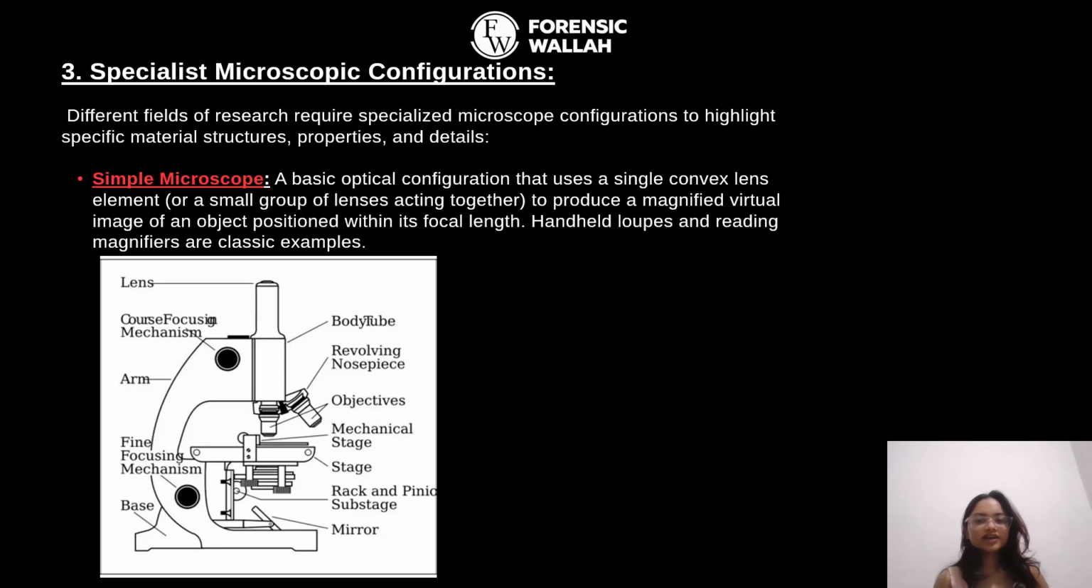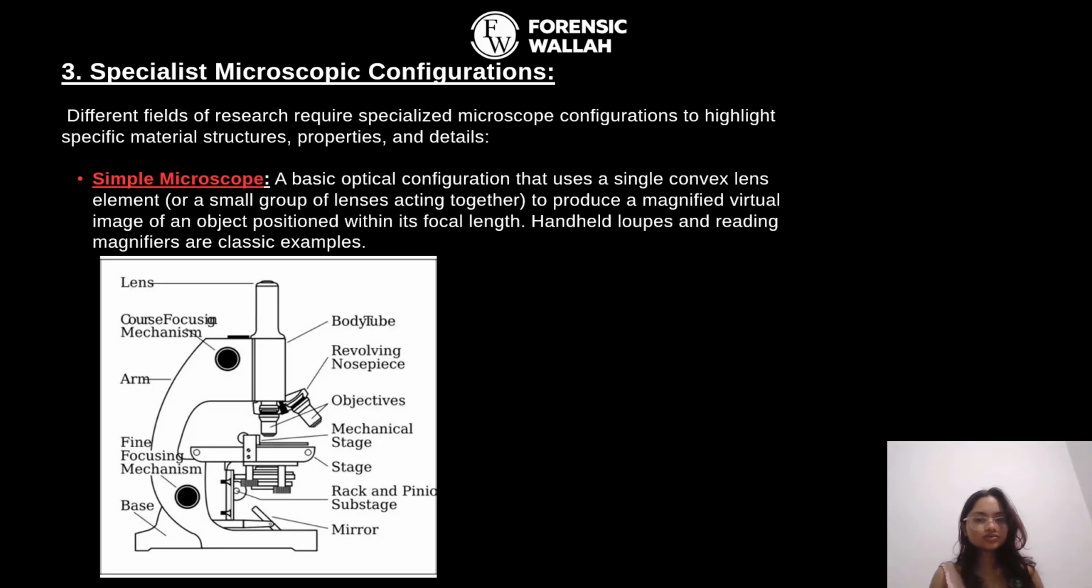So, now that we have established the underlying physics of image formation and resolution, let us look at the specialized microscope configurations developed to highlight specific material structures and details. We begin with the most fundamental design, that is the simple microscope. The basic optical configuration uses a single convex lens element or a small group of lenses acting closely together as a single unit. To produce a magnified virtual image of an object, the key requirement here is that the object must be positioned within the lens focal length.